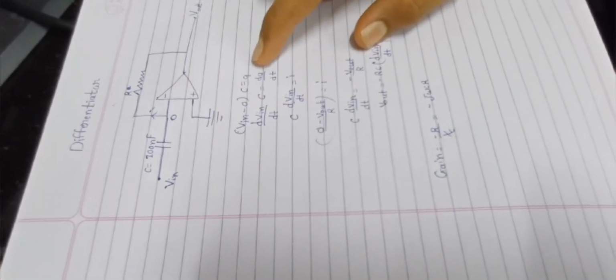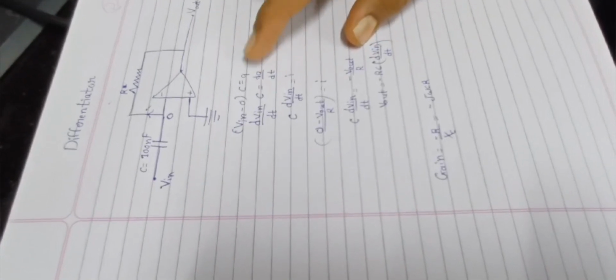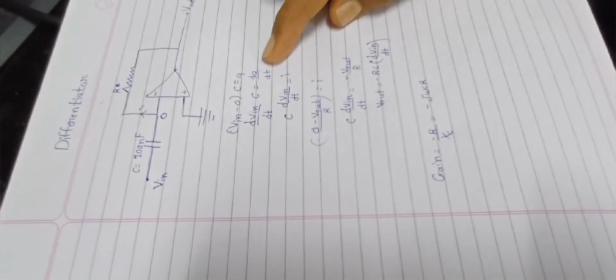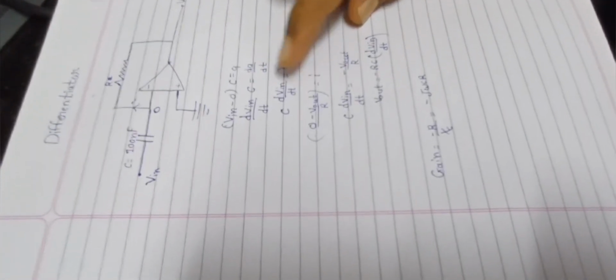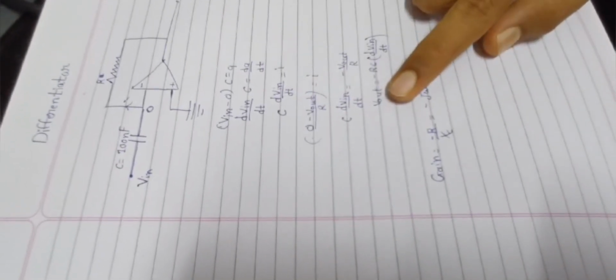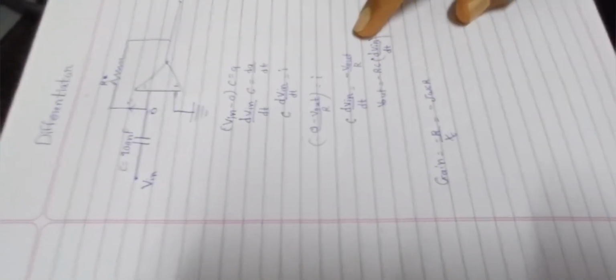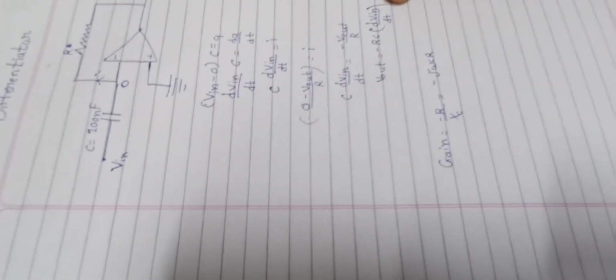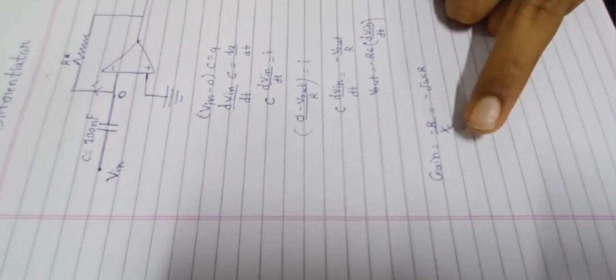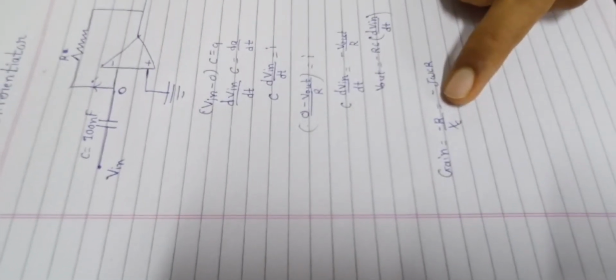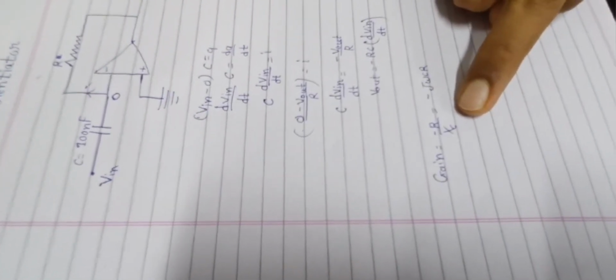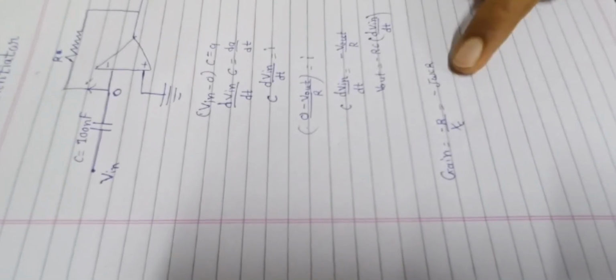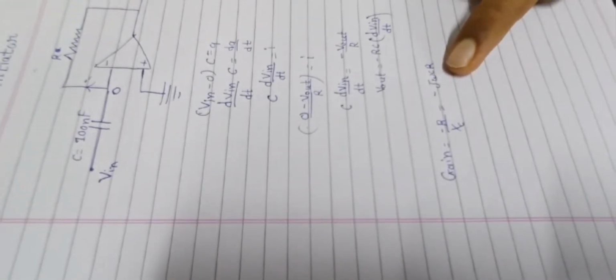By using the equation Q equals CV and differentiating it with respect to time, we get the current as minus V out by R. After multiplying with the capacitance, the final output is V out equals minus RC dVin by dt. From here, we can easily calculate the gain, which comes out to be minus R by Xc, where Xc is the impedance of the capacitor. Simplifying it, we get minus j omega CR.